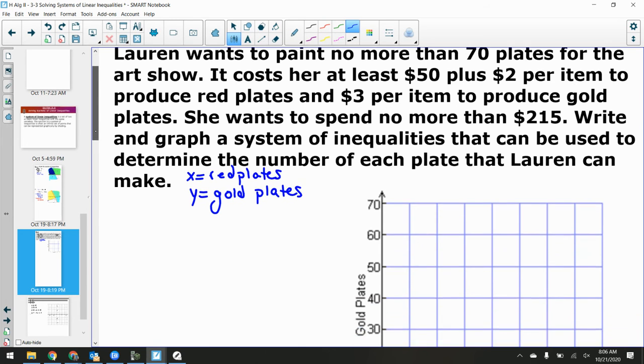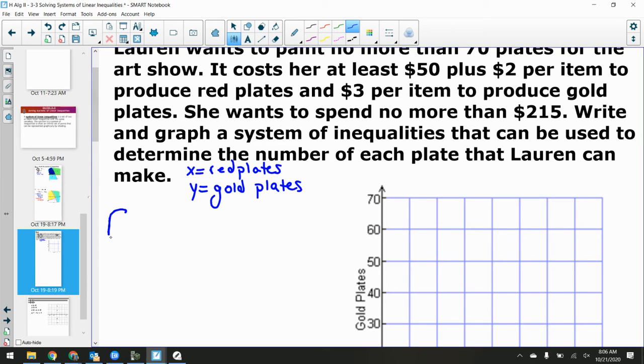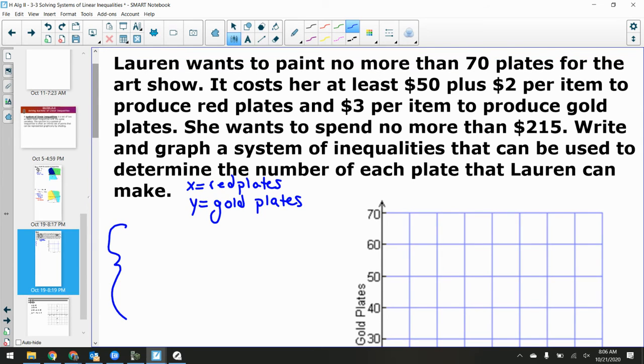Okay, well, one of my limiting factors is the 70 plates. So I know that I have to stay underneath 70, right? I can't go more than 70 plates, so less than or equal to 70. What goes on the left side of this inequality? Just X plus Y, right? People always try to make this one too complicated, like start putting the money values in. No. The amount of red plates and the amount of gold plates together can be no more than 70. That's just X plus Y.